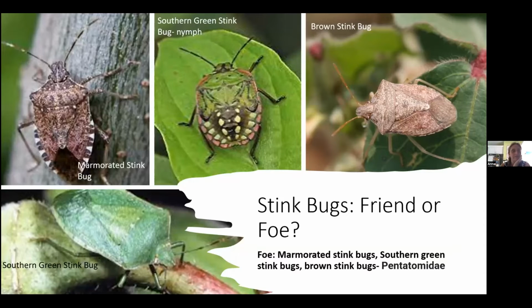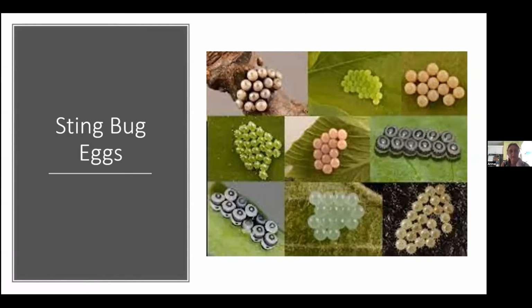We also have the southern green stink bug. It's a slightly larger stink bug. It's got an emerald green color to it. You can see the nymph kind of in that center photo. And then we've got the brown stink bug as well. So those are our common ones. And again, here are their eggs.